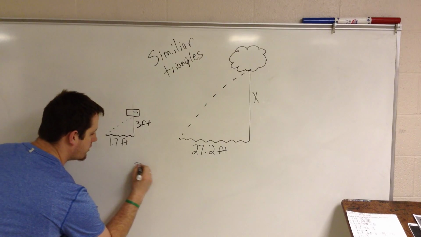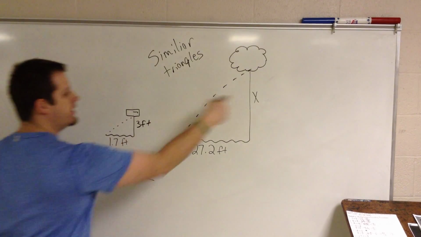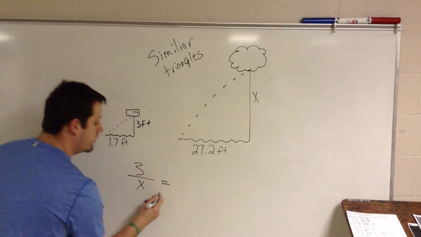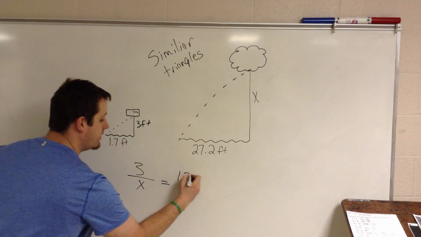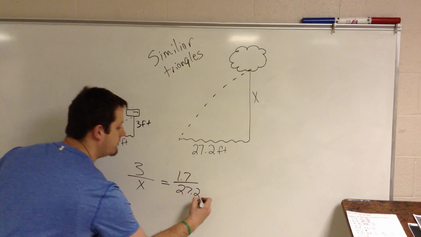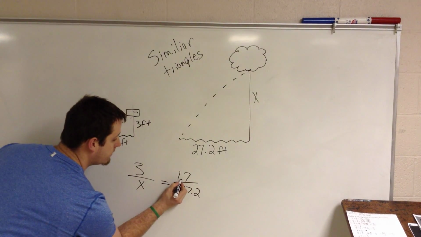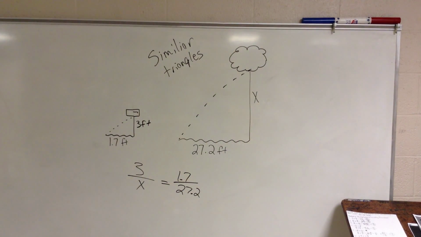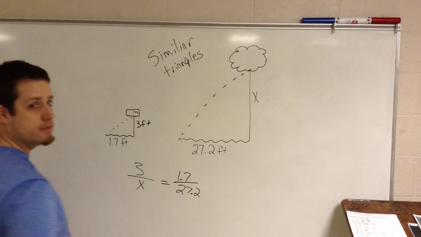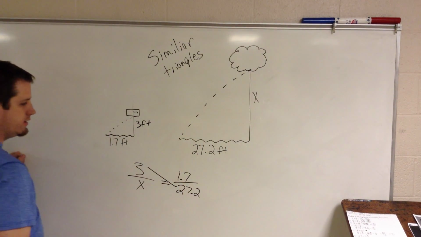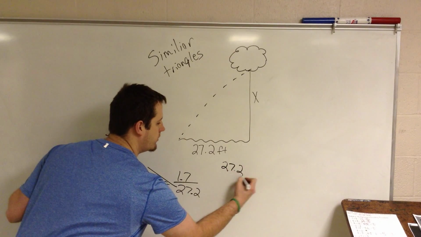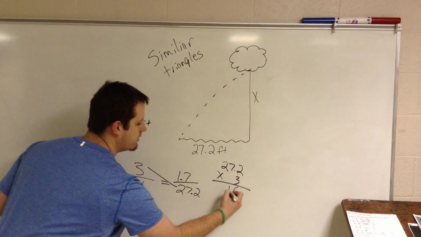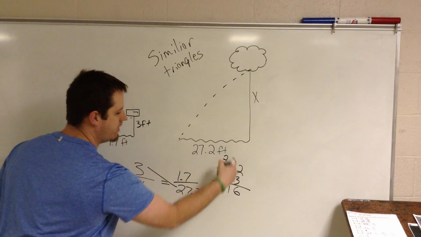So if I put 3 on top, it corresponds with x, so I can put x down here. That is equal to 1.7 over 27.2. Yes? Just make sure you can see that. Now how do I solve this? Cross product. So I'm over here to the side doing 27.2 times 3. That's 6, 21, 6, 7, 8.